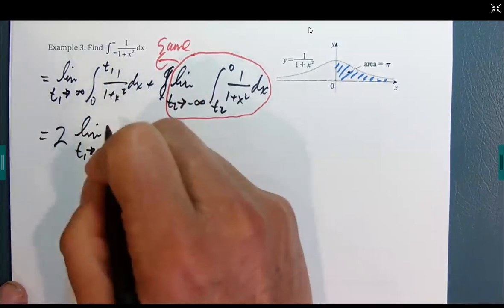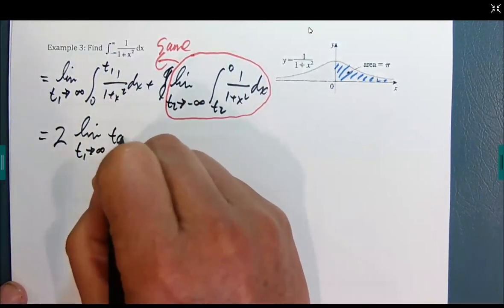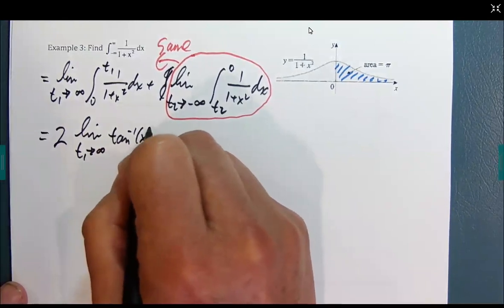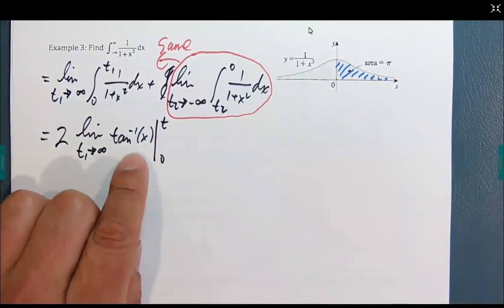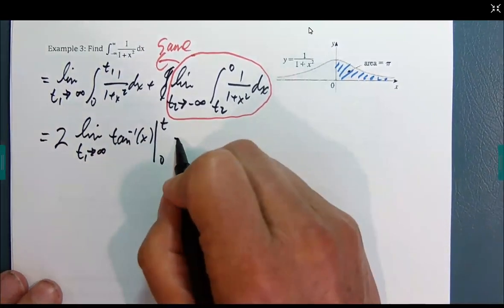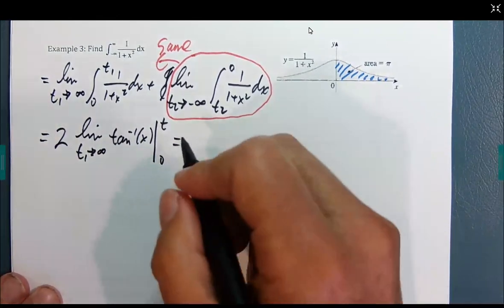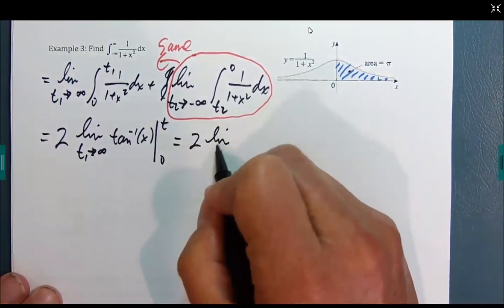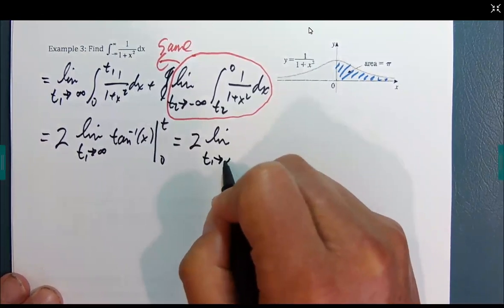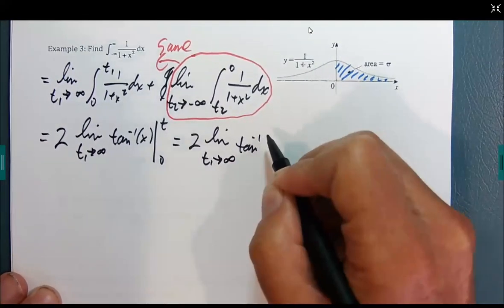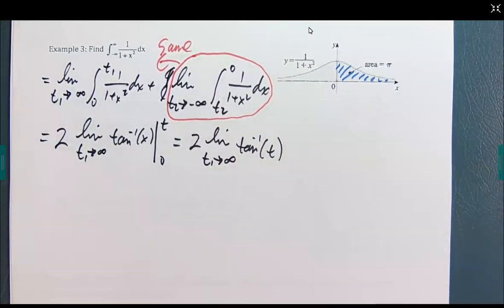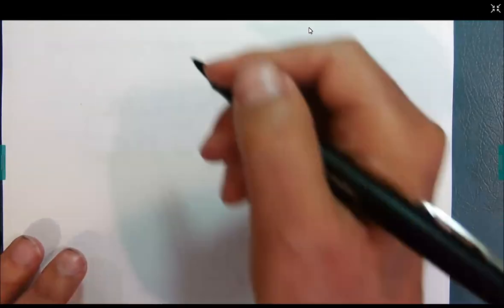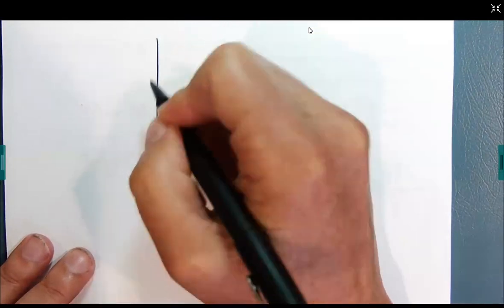Now the integral of that is inverse tangent from 0 to t. Inverse tangent of 0 is 0. However, it turns out to be fun, as we showed. Let's take a look at the graph of inverse tangent once again, in case you forgot.